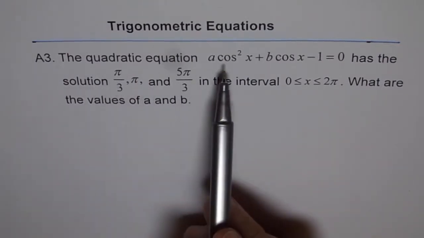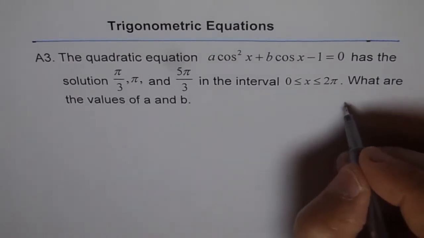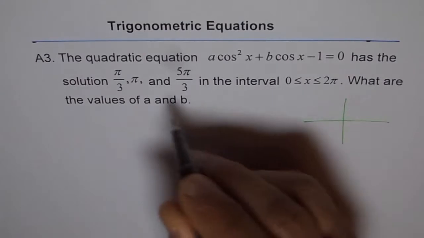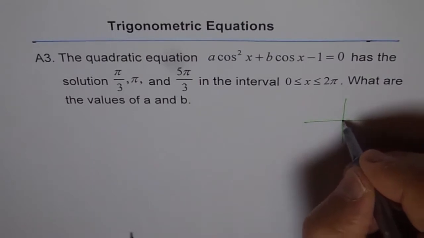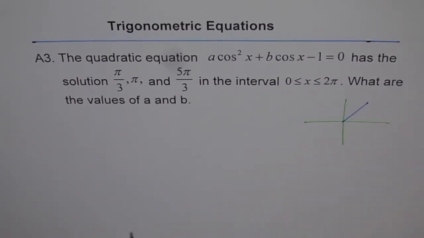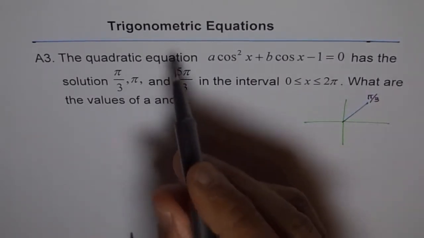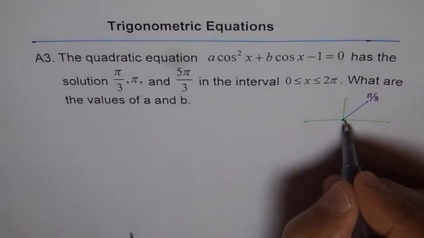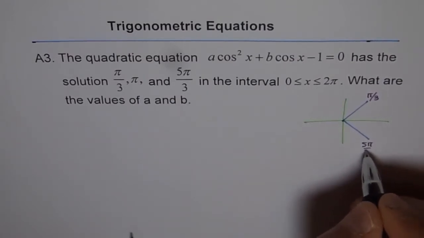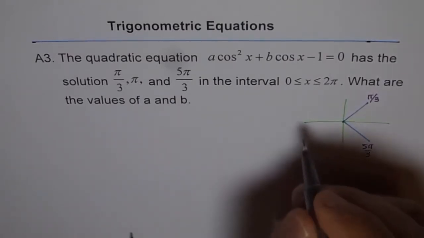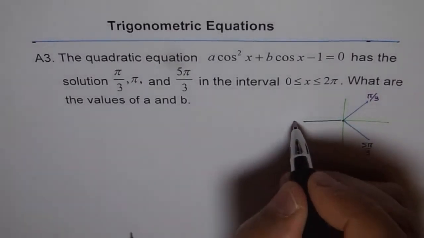Now it says that the quadratic equation has solutions pi by 3, pi and 5 pi by 3. So let's look into our coordinate system where these solutions lie. Pi by 3 is here in quadrant 1, so that is one solution. The other one is 5 pi by 3, which is here, and the third one is pi, which is here. So these are the three solutions for the given equation.